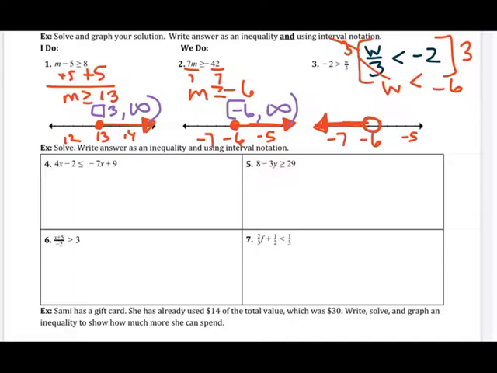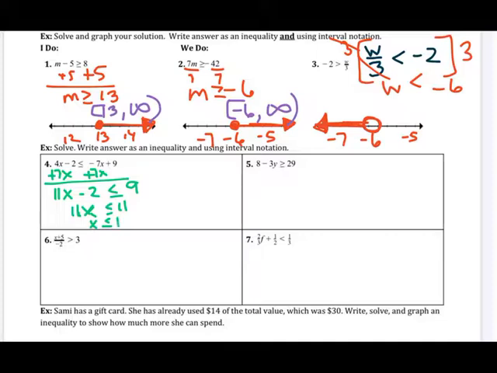I want to get all of my x's on the right. So I'm going to start by adding 7x to both sides. 4x plus 7x is 11x minus 2 less than or equal to 9. I'm going to add 2 on both sides. That's going to give me 11x is less than or equal to 11. And then I'm going to divide both sides by 11, so x is less than or equal to 1.